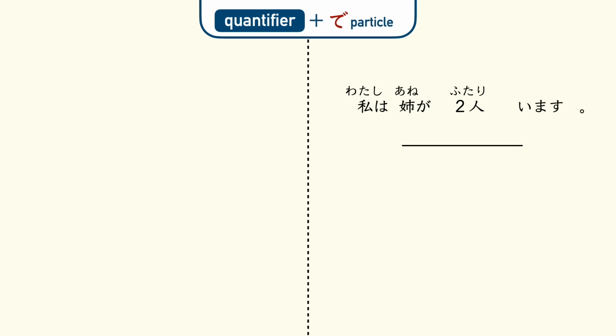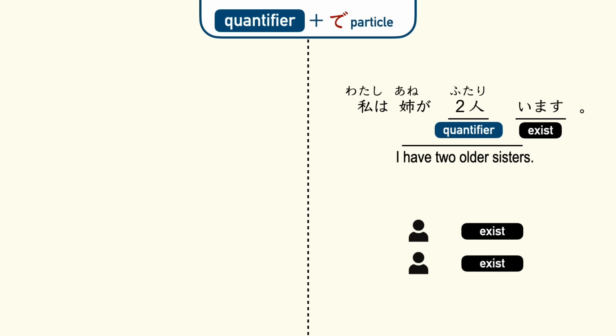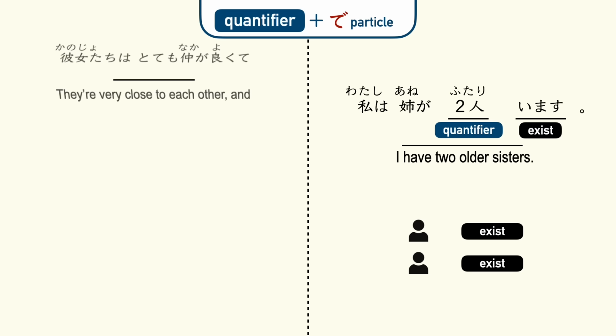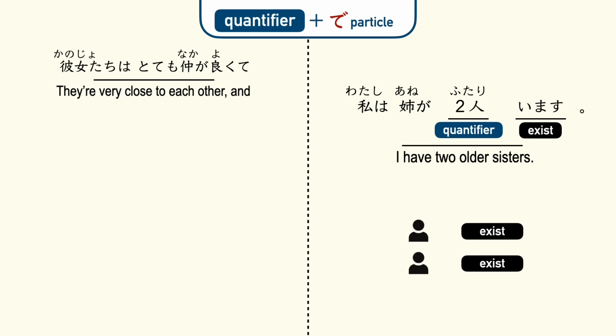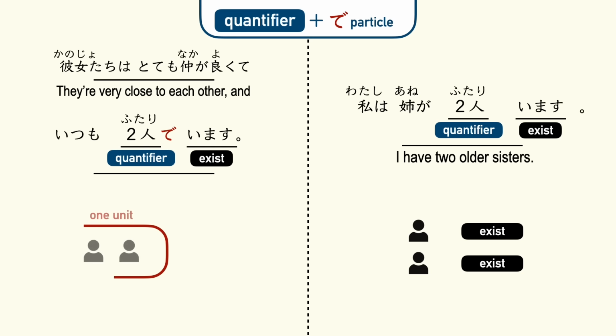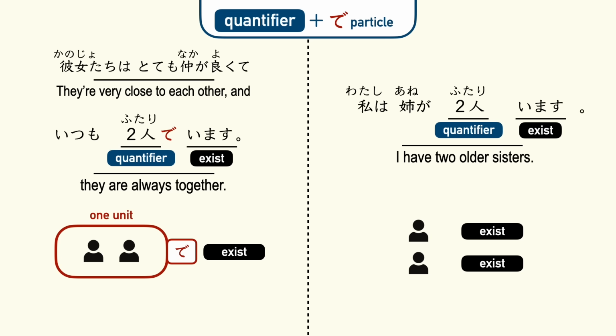私は姉が2人います. I have 2 older sisters. 彼女たちはとても仲が良くて、they are very close to each other and いつも2人でいます. They are always together.